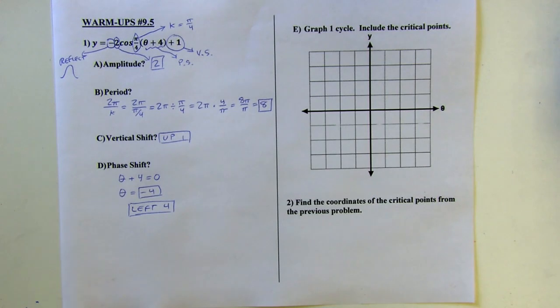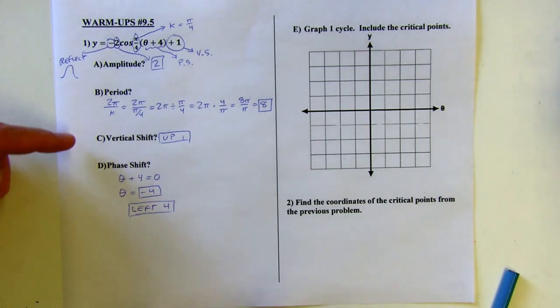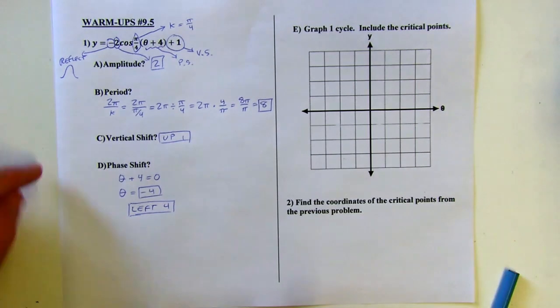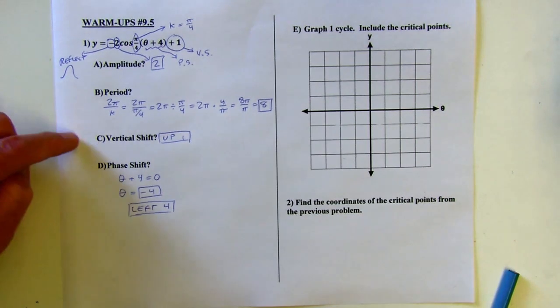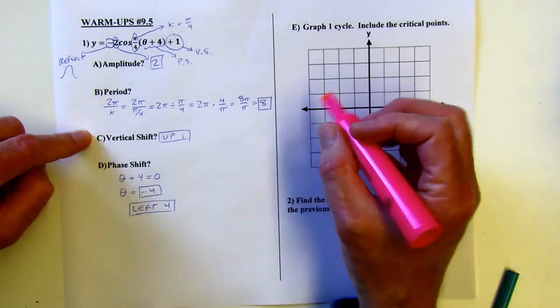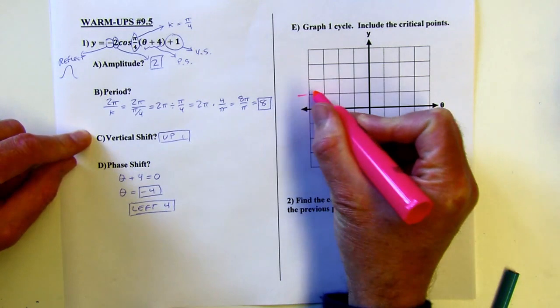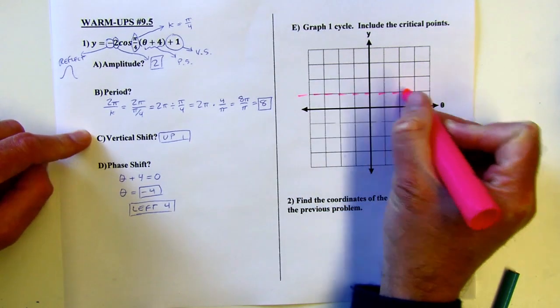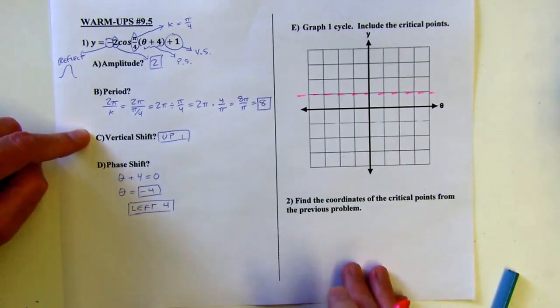Okay, so let's start graphing a cycle here. What I like to do is very lightly draw what I call the ghost. First, well, let me start with, I'm going to make what I call a roadmap to get some guidelines for my critical points. So I'm going to start with the vertical shift. So my midline is going to be up 1. So I've got a horizontal line here. That's going to be the middle of my curve, okay?